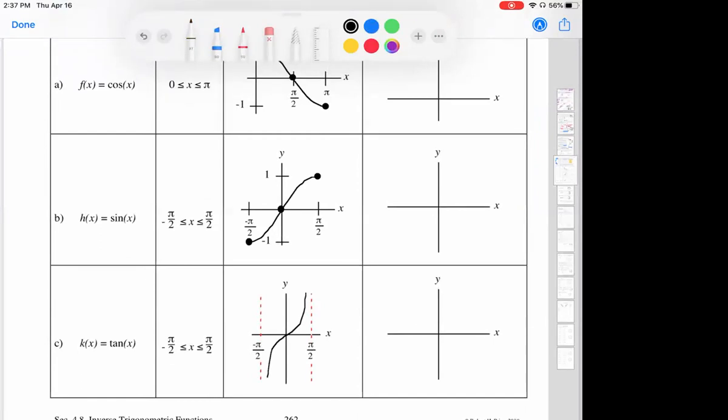Let's start off by labeling these points, so that way we can just flip them. So I have the point 0, 0. I have the point π/2 and 1. And I have the point -π/2 and -1. All right, let's go ahead and swap our x's and y's so I can plot these points in the other graph. So my x-axis will now apply as my y. So I'm gonna go from π/2 to -π/2. And my x-axis will now be made up of my y's, which is from 1 to -1.